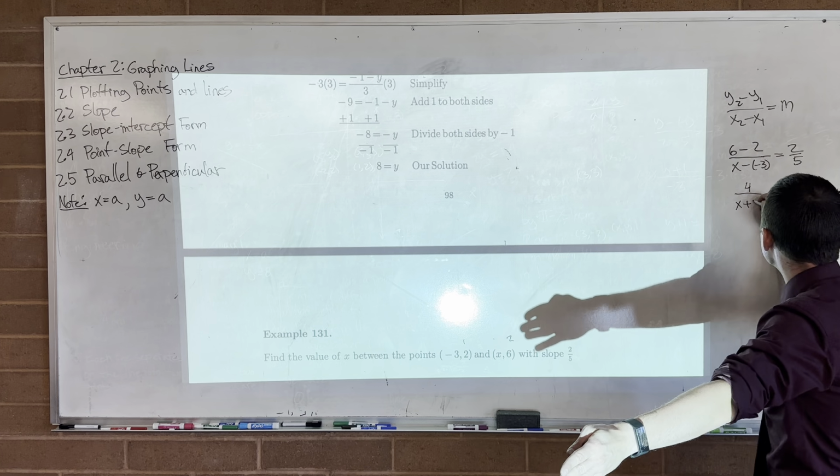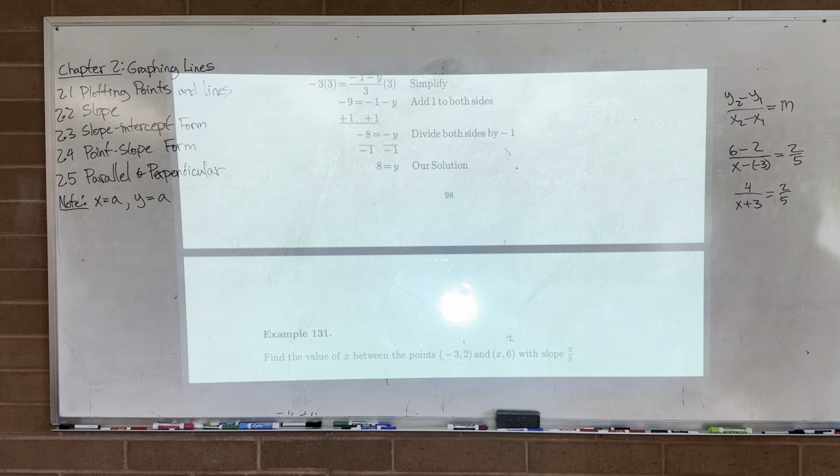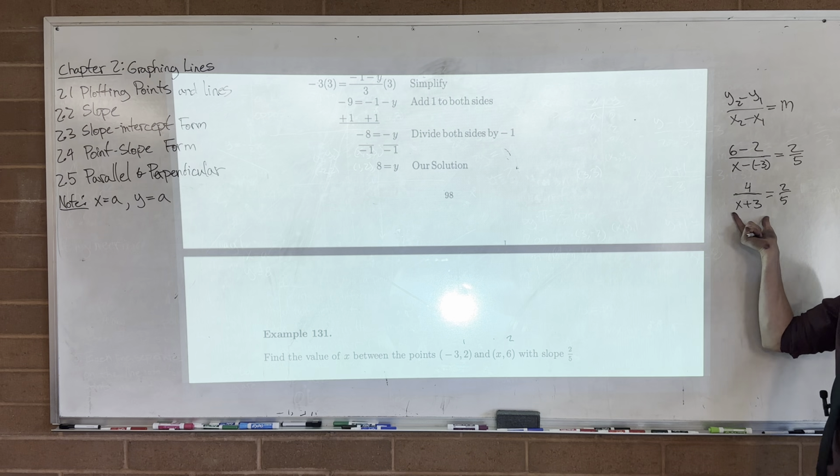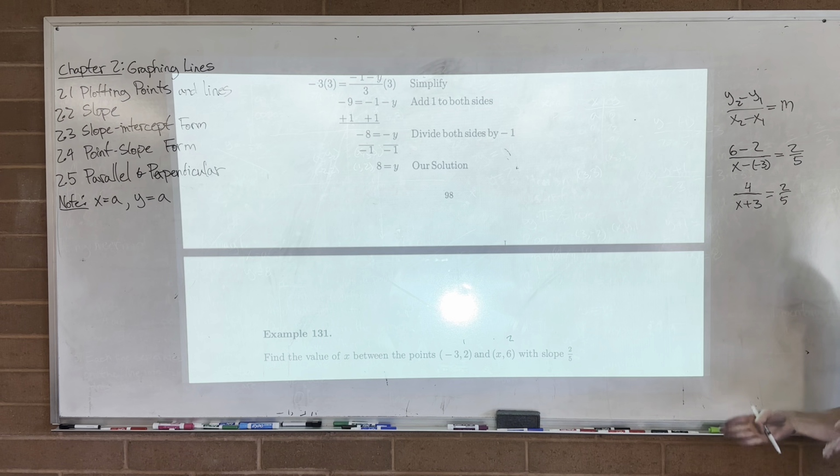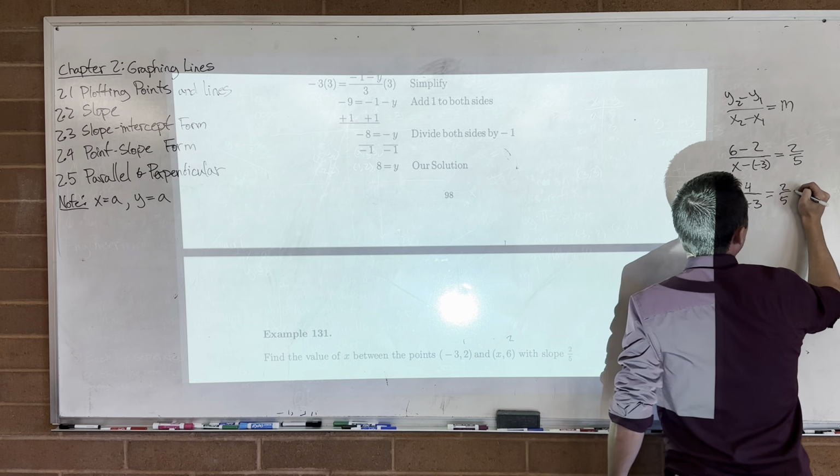All right, now I have that x plus 3 in the denominator. Isn't that annoying? What can I do to get it out of the denominator? Not by 3, not by 4. How do I get x plus 3 out of the denominator? I multiply both sides by x plus 3. Whatever is in the denominator, just multiply both sides by it. Right? So we're going to multiply this side by x plus 3. And we're going to multiply this side by x plus 3.